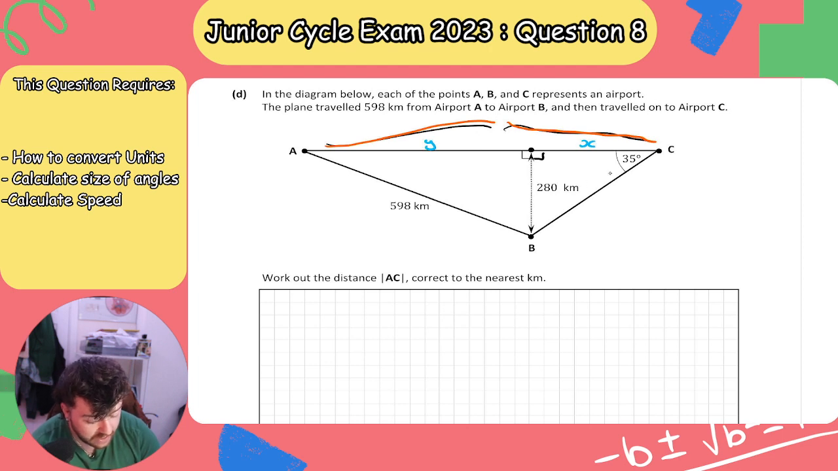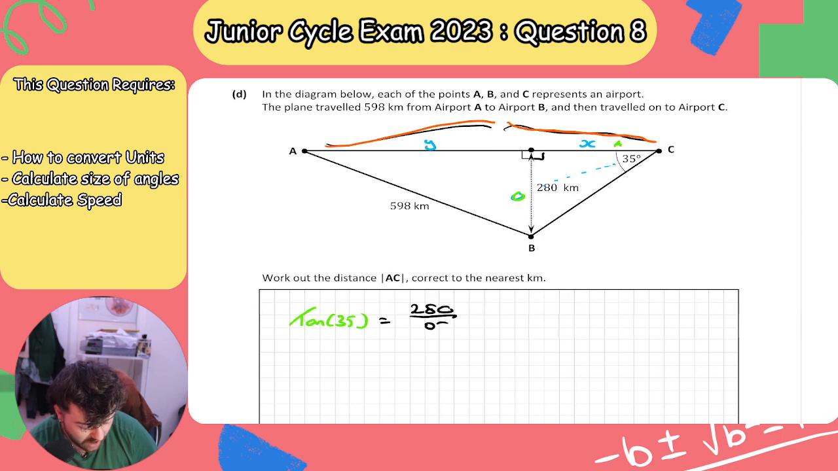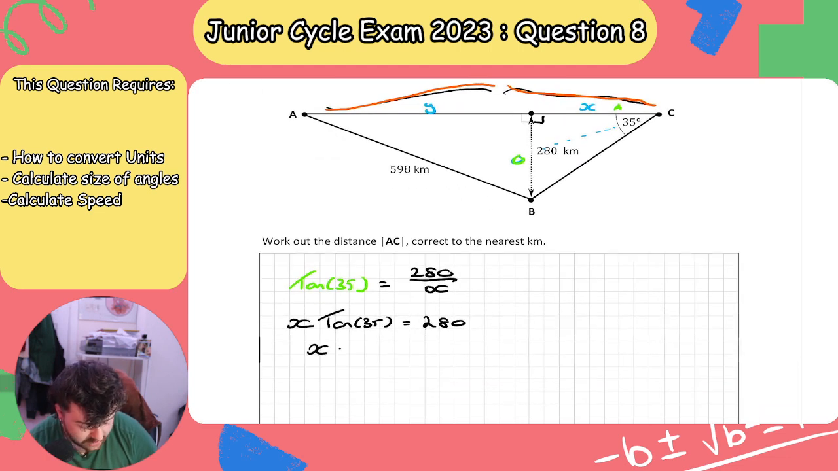So for the first one, I can just use my trig ratio to find what x is. What sides do I have? I have my opposite, and therefore this is my adjacent. So tan of 35 is equal to opposite over adjacent, which is 280 all over x. So x tan 35 is equal to 280 kilometers. X is going to equal 280 divided by tan 35. So that's my x.